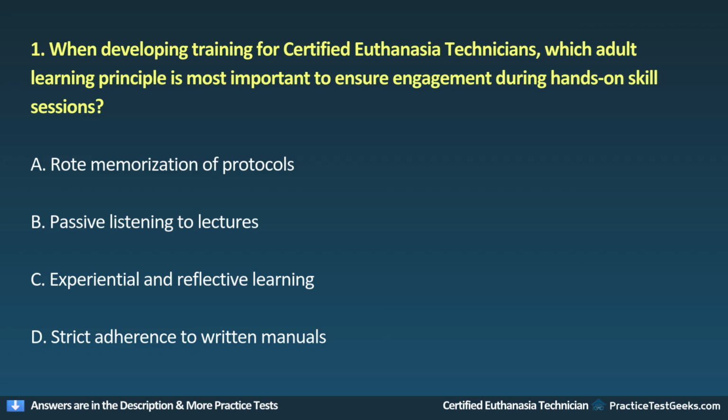When developing training for certified euthanasia technicians, which adult learning principle is most important to ensure engagement during hands-on skill sessions? A. Rote memorization of protocols. B. Passive listening to lectures. C. Experiential and reflective learning. D. Strict adherence to written manuals.